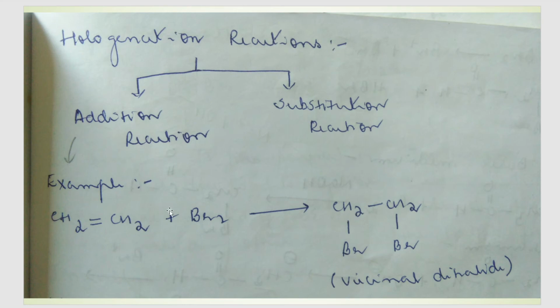We are taking an alkene and it's getting converted into an alkane, and we are adding a halogen, that is bromine. So Br2 splits into Br plus and Br minus, you know that, right? And each of them gets added to one of these carbons to give a vicinal dihalide.